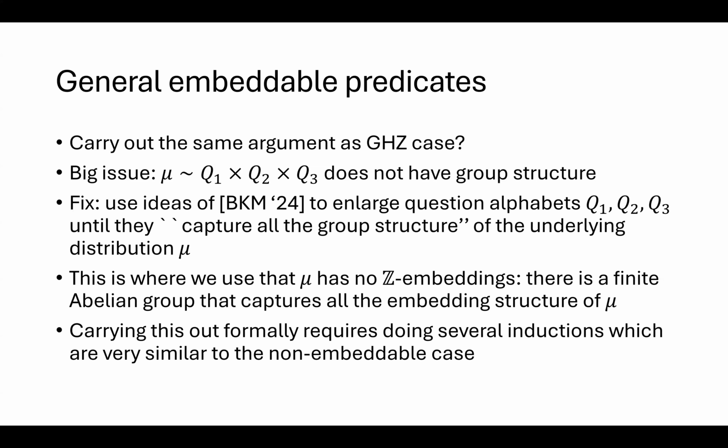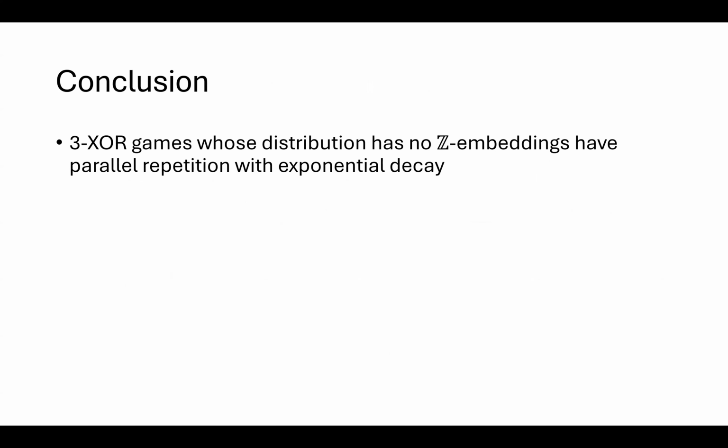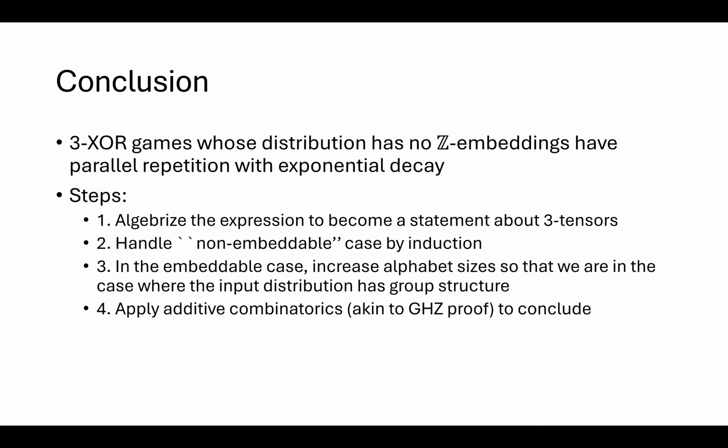And to carry this out formally, you again have to do several inductions, very similar to the case of non-embeddable predicates, and again are based on previous works. To conclude, we looked at 3 XOR games whose distributions have no Z embeddings, and we proved that they admit parallel repetition with exponential decay.